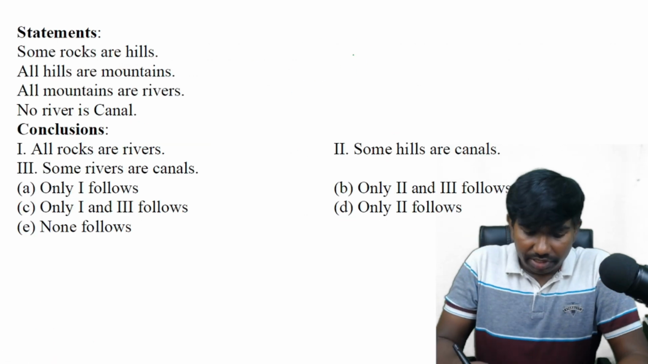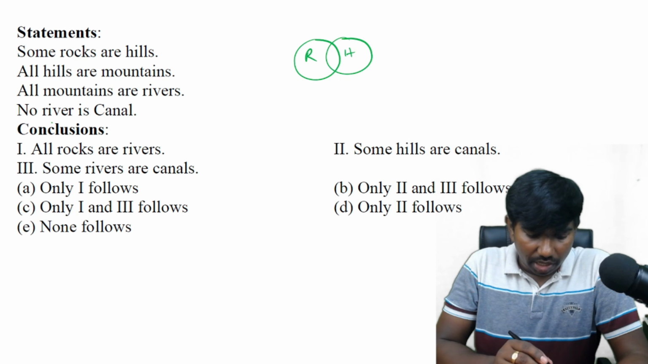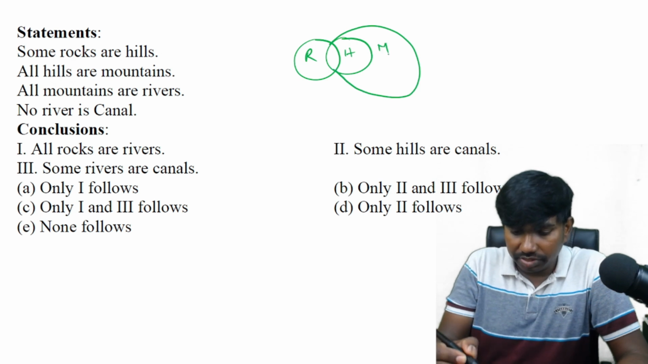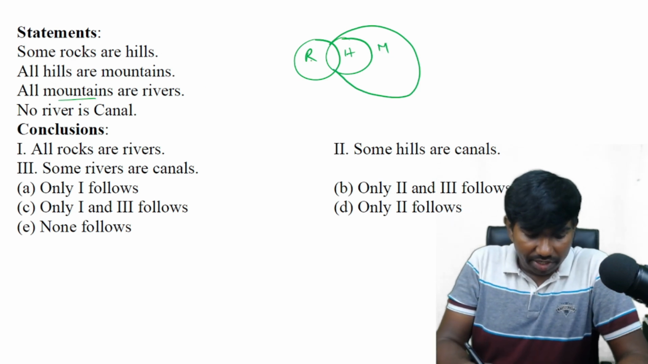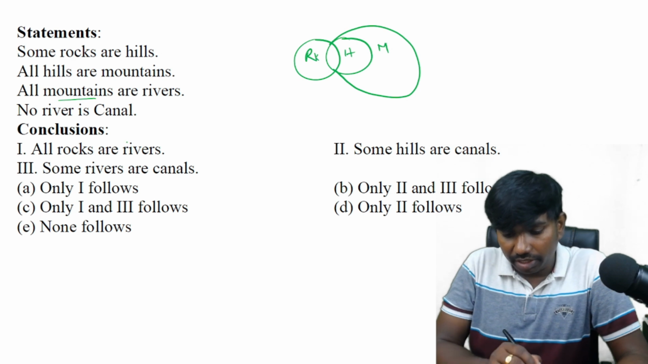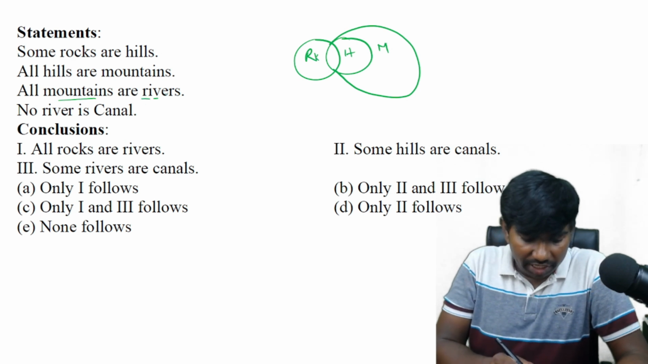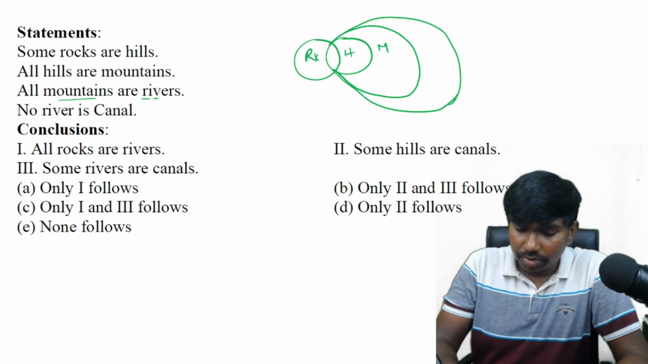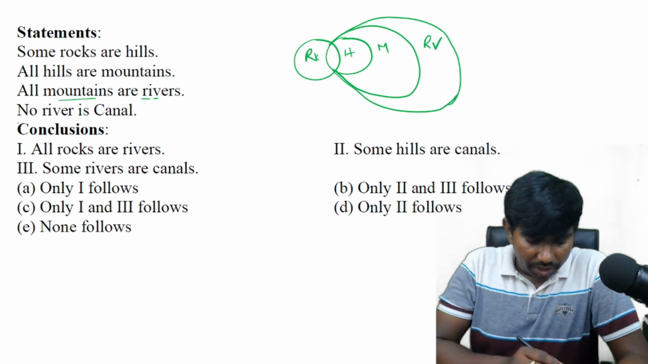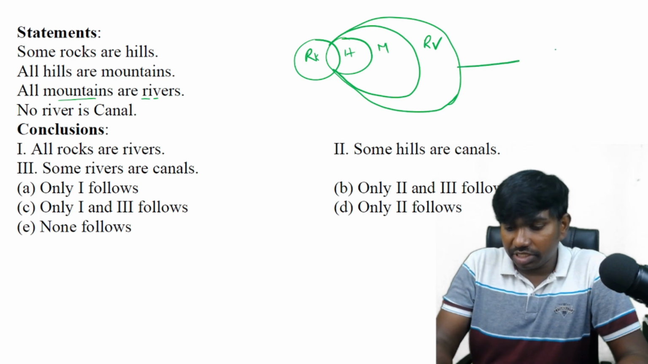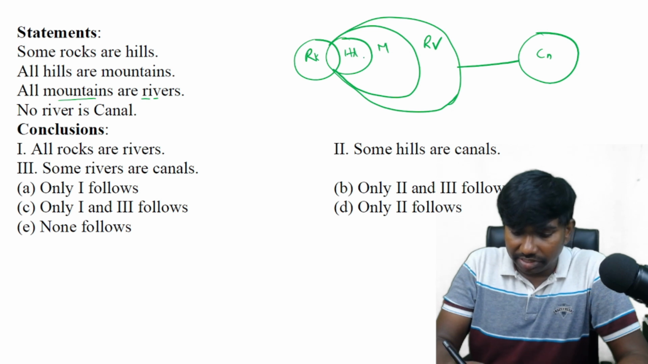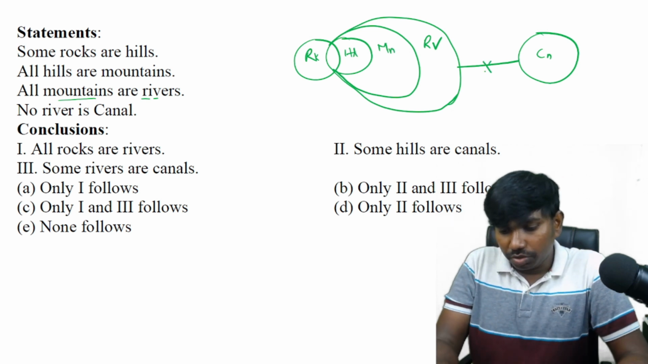Next one. Some rocks are hills. Next, all mountains are rivers. So here all hills are mountains, and all mountains are rivers. Here already rock RK, I am taking rock. And for river, RV let us take. Complete mountain circle should be inside a river circle. Next, no river is canal. There should be no intersection between river and canal. CN I am taking. This is hill HL and MN mountain.